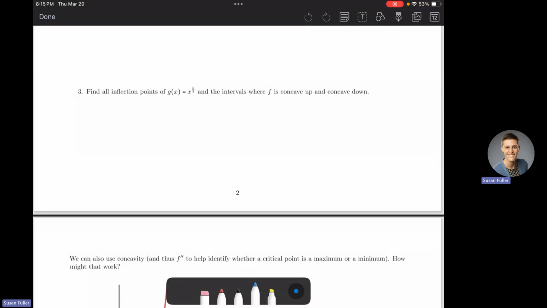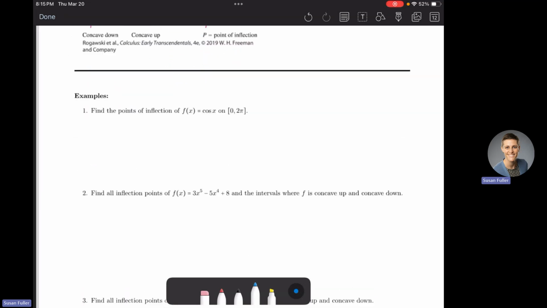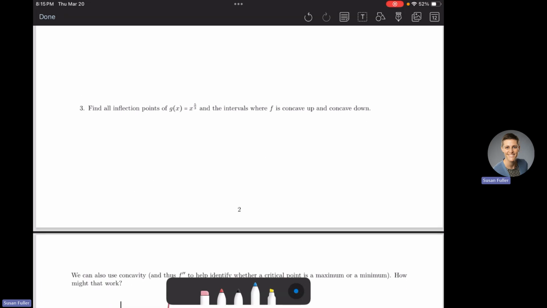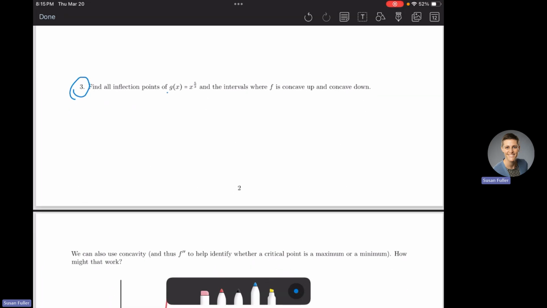So the first one I want to do is this number 3 in the notes. It's right underneath where we define inflection points. It's that number 3. So we want to find the inflection points of this function, x to the 5/3. And then we want to use that to find the intervals where f is concave up and concave down.